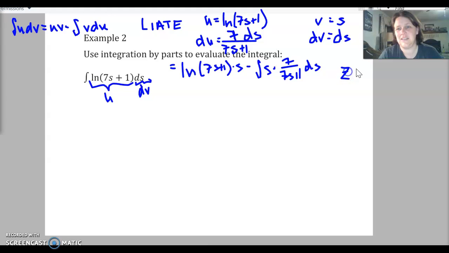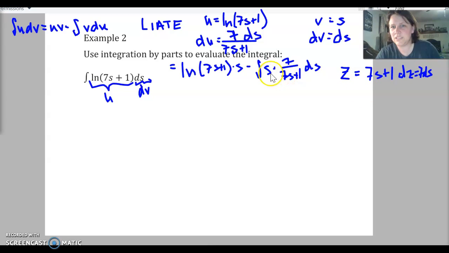So we're going to say z is equal to 7s plus 1. Then dz is equal to 7ds, which is good. So we have a 7ds, and that's going to be dz. So we're good for dz.